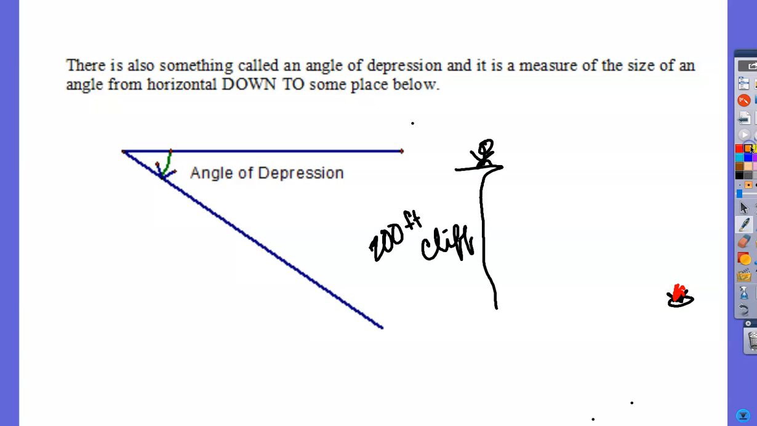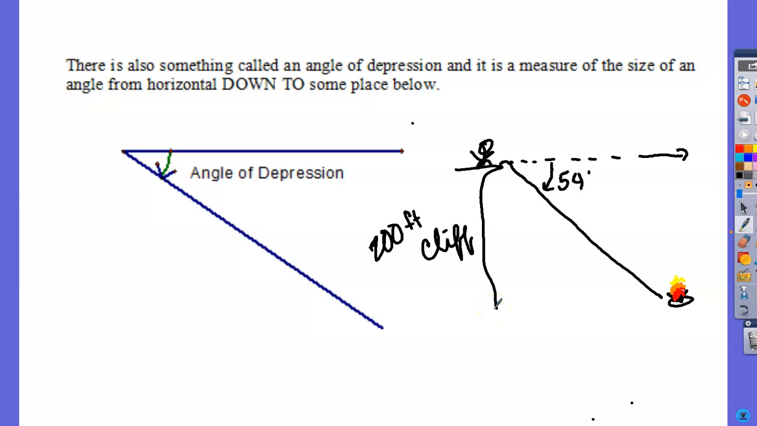I'm trying to use orange and it just does not want to use orange. I was all excited about drawing a little campfire for you guys. There we go. Okay. So when you spot this campfire, you look out and then you depress to look at it. So the angle of depression is out here, not here. It's from you looking out and depressing down.